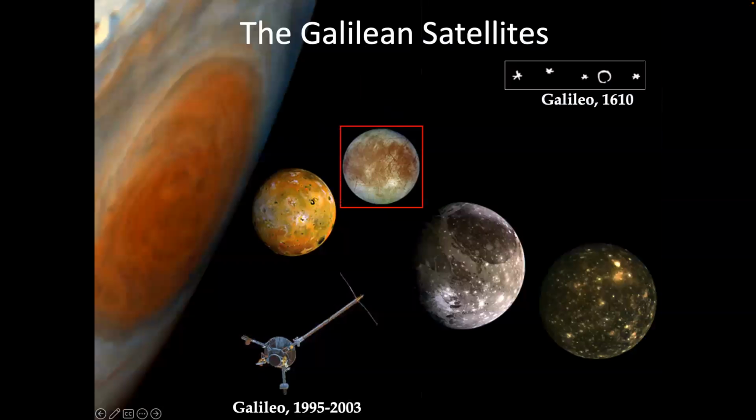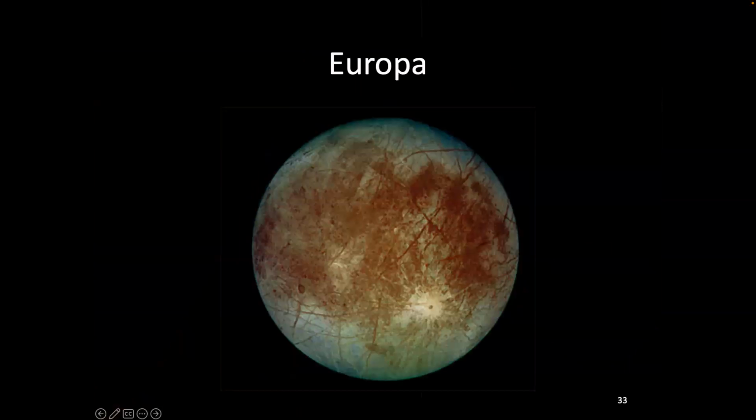Okay, so that was the first one. And then you ask questions about Europa. You're like, well, what does Europa have? Europa doesn't seem to have any volcanoes on it. Europa is the second one. Instead, it has weird looking stuff on it.